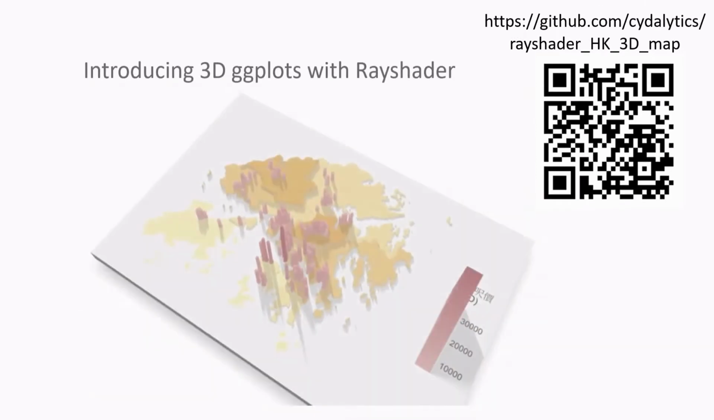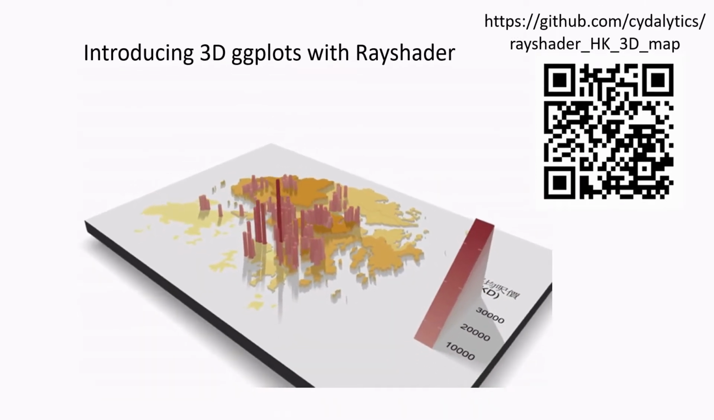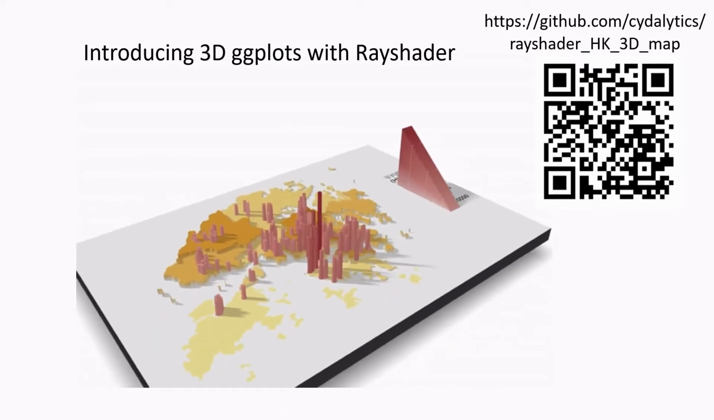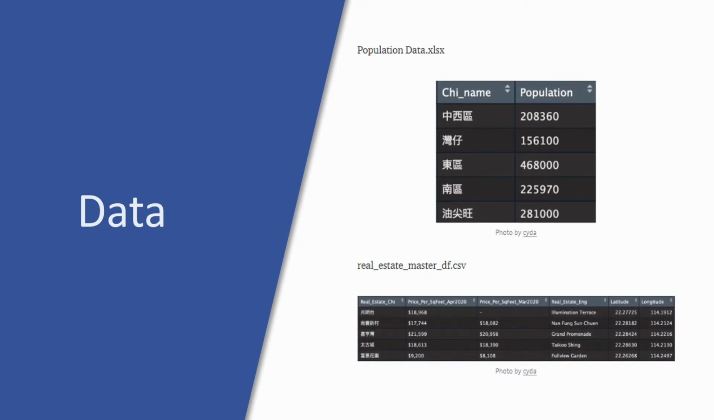All materials used in the demonstration are uploaded to my GitHub repository. Please go there and download the data and script first. Let's go through the datasets. We will only use two. One is the population data that I downloaded from the Hong Kong Census and Statistics Department. Another one is the real estate selling price data that I scraped from the Hong Kong property.